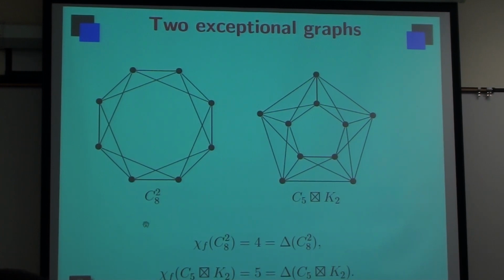Just because you can easily check that the independence number of these two graphs is also 2. The number of vertices divided by 2 gives a lower bound, which is 4 and 5 respectively. On the other hand, you can easily give a good coloring.